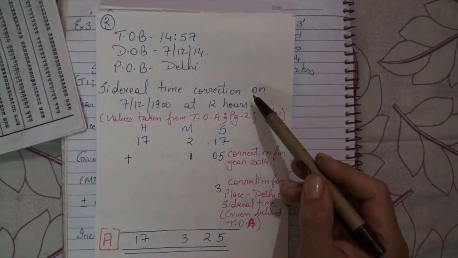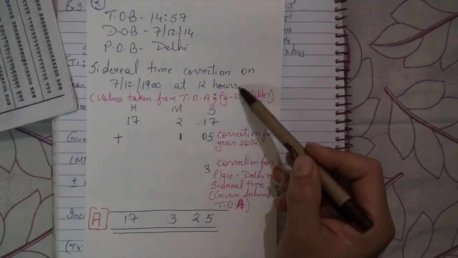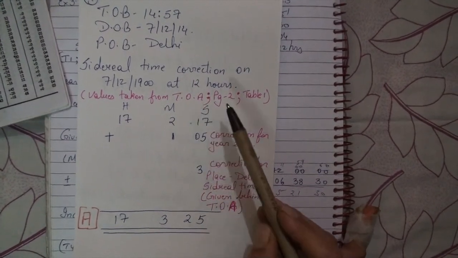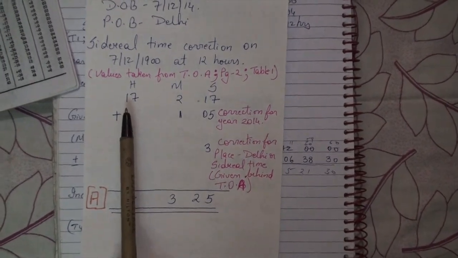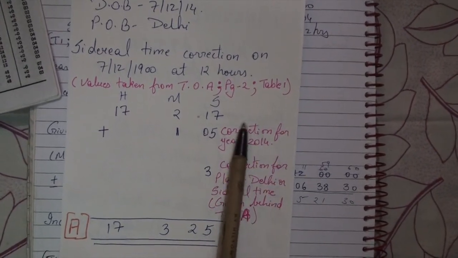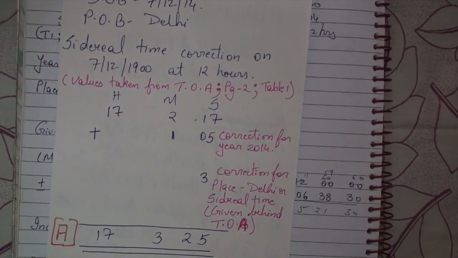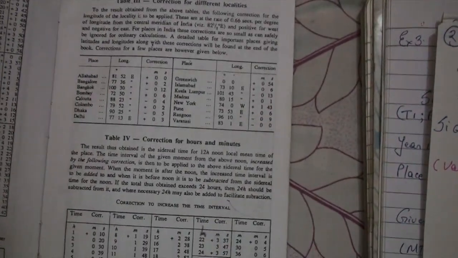Very first step is to take the sidereal time correction on 7th of December 1900 at 12 hours. These values you'll be able to find in the table of ascendants, page 2, table 1. And the value that we derive is 17 hours 2 minutes 17 seconds. Then we make the correction for the year 2014, which you'll get from table of ascendants, page number 4, table 2.